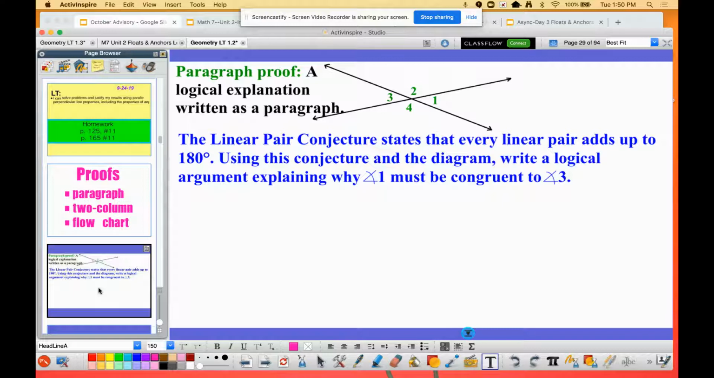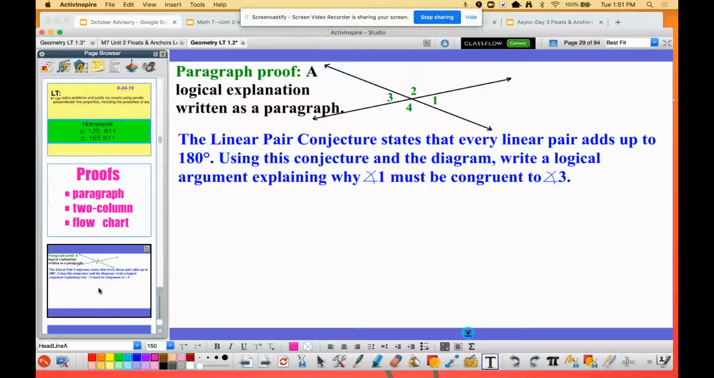And the first kind we're going to talk about is a paragraph proof. It's just a logical explanation written as a paragraph. Once you have that down, I want you to draw the diagram of the 2 intersecting lines and then number the angles the way I have them numbered. You're starting over on the right-hand side at 1 and counting around to 4 counterclockwise.